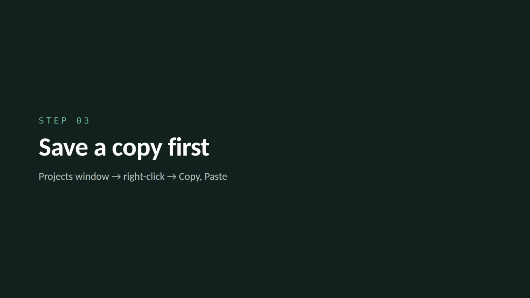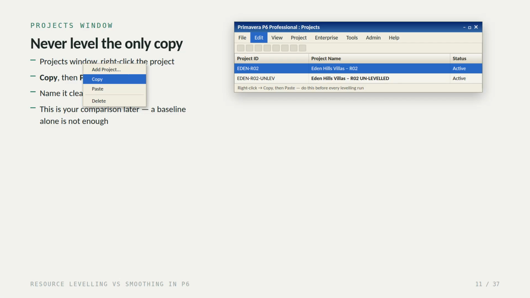Step 3. Save a copy first. This one is not optional. Go to the Projects window, right-click your project. Choose Copy, then Paste. Name the copy clearly. Leveling changes dates across your whole program, and without the original sitting next to it, you have no way to explain what moved or why.